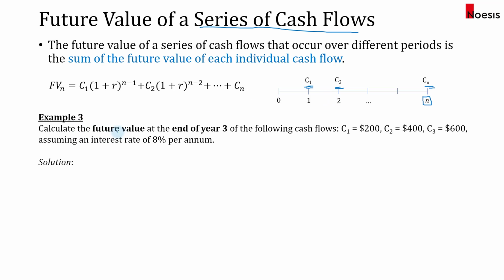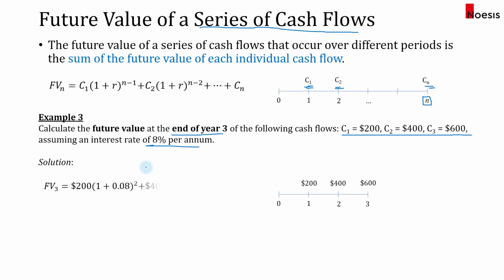Now let's look at example 3, where we'll calculate the future value at the end of year 3 for this series of cash flows of $200 in year 1, $400 in year 2, and $600 in year 3, and assume that the interest rate is 8% per annum. So what we'll do now is take each of these cash flows and compound it. For example, $200, I'll multiply it by 1.08 to the power of 2 so that it compounds to year 3. And then for $400, I'll compound it by 8% for 1 year. And for $600, there's no need to compound anything because we are trying to pull all the numbers up to year 3.